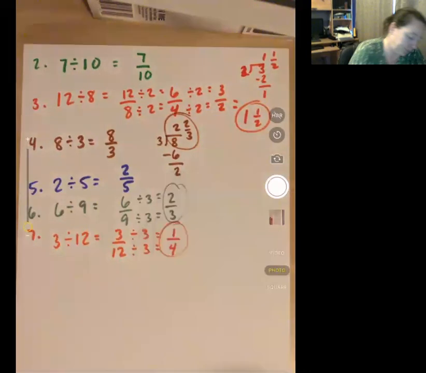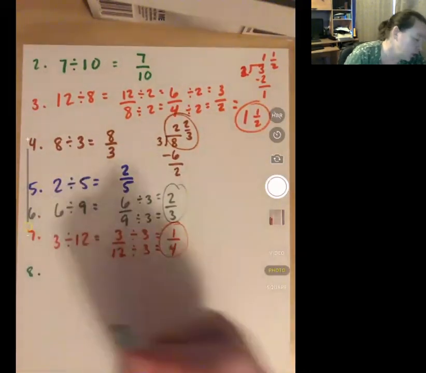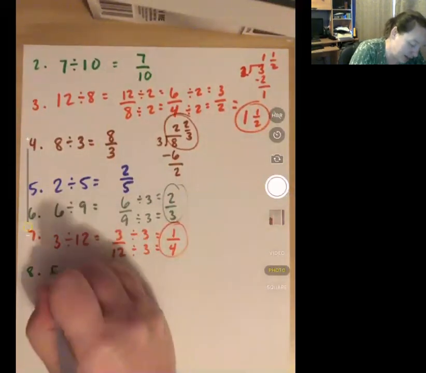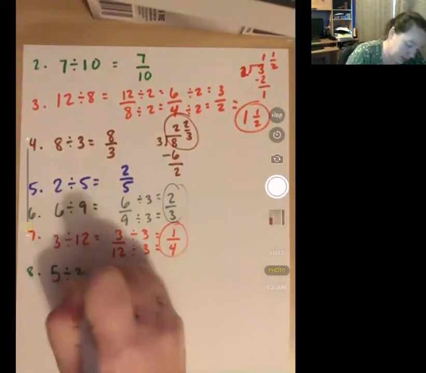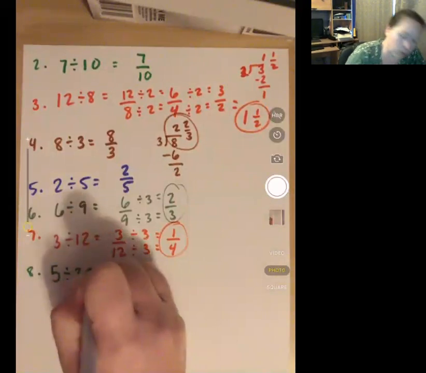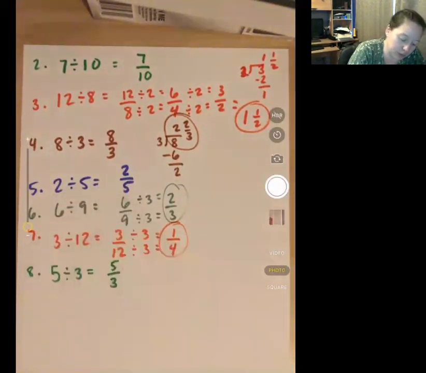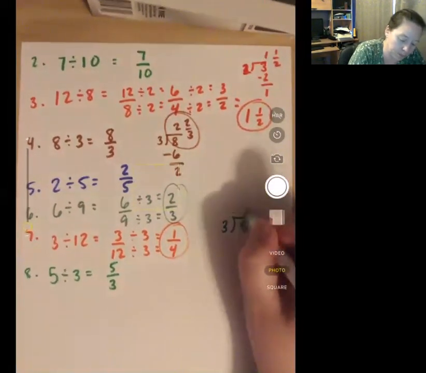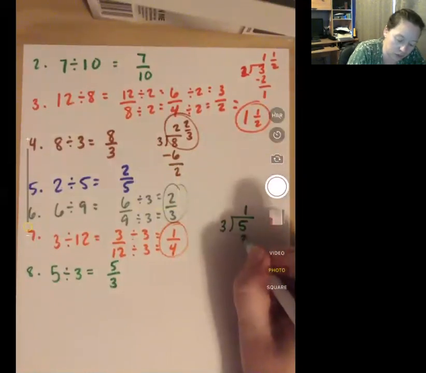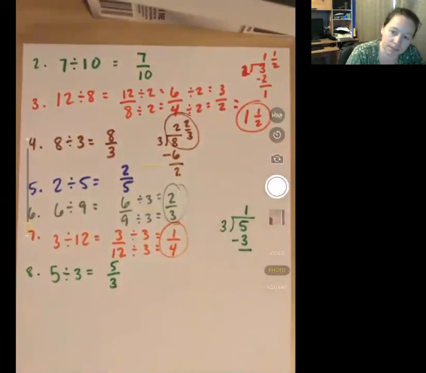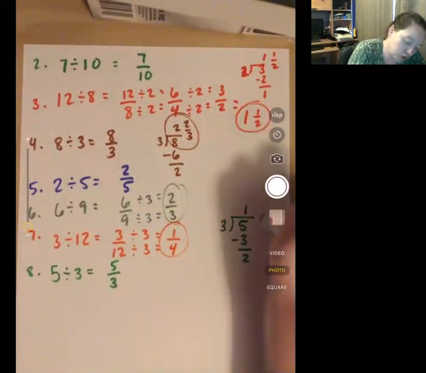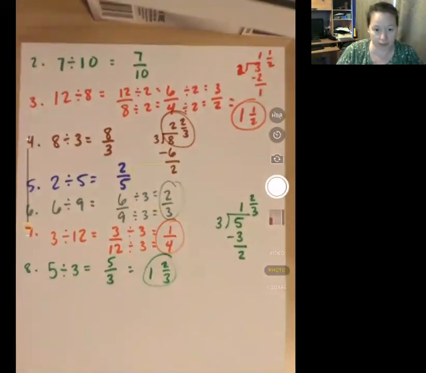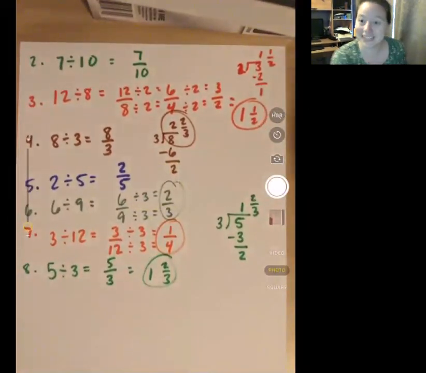Number 8. 3 sisters share 5 sandwiches equally. How many sandwiches does each sister get? 5 divided by 3. 5 on the top, 3 on the bottom. So I'm going to come over here and divide. 3 goes into 5. How many times? 1. 1 times 3, 3. 5 minus 3, 2. And 2/3. So that is 1 and 2/3. Okay, number 9. See how fast this goes?